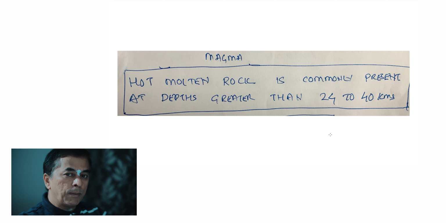Then what is magma? Magma, hot molten rock, is commonly present at a depth greater than 24 to 40 kilometers. Now, as I said in the previous slide, the heat which is available will melt the neighboring materials, and these neighboring materials in the molten state, because of the increase in pressure or the channels they have obtained through the cracks, will come out, and this molten material is called magma.